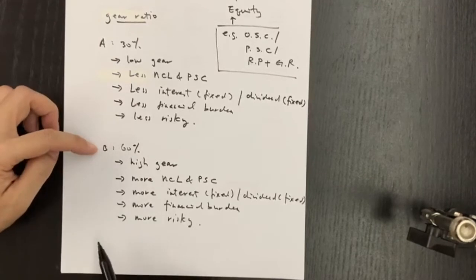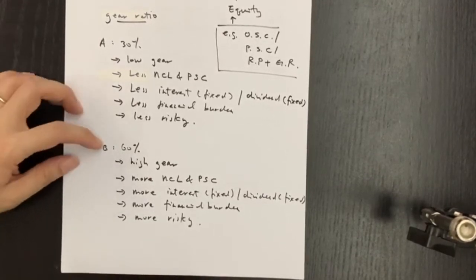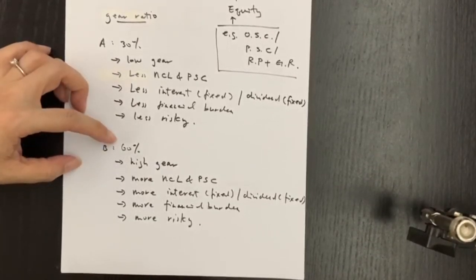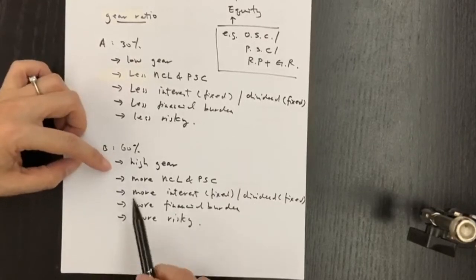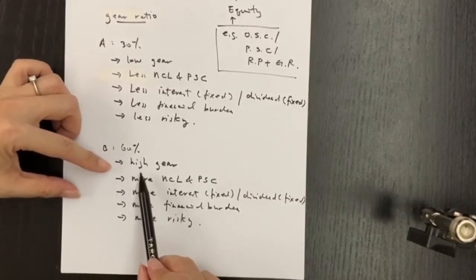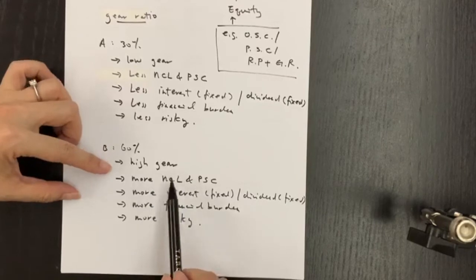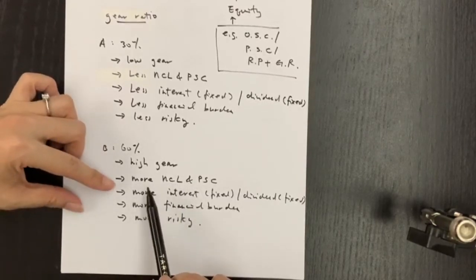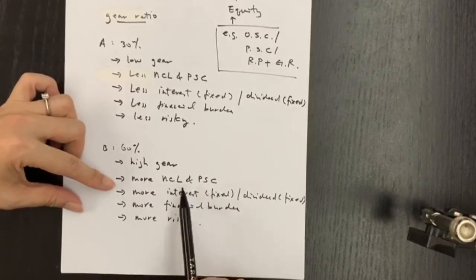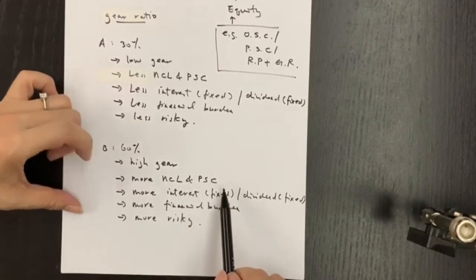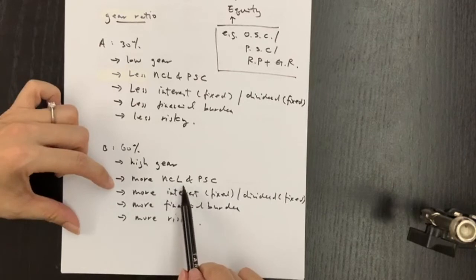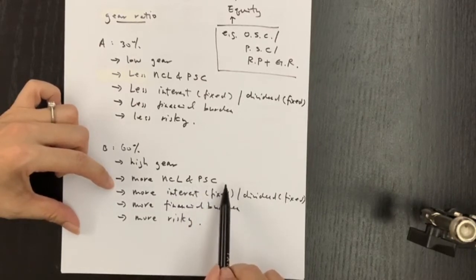Okay, so here we have the opposite. Let's say company A now has 60% as the gearing ratio, and then we say that company A's gearing is high, or high gear. What's wrong with that? That means more non-current liability and more preference share capital. So the company uses more non-current liability and preference share capital to do financing.